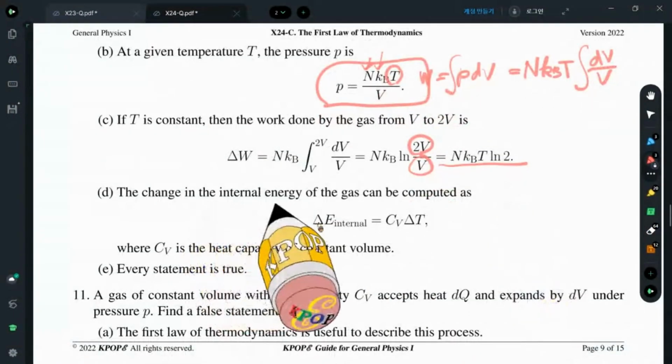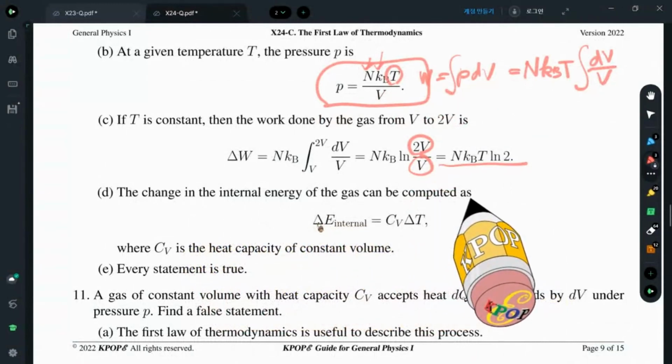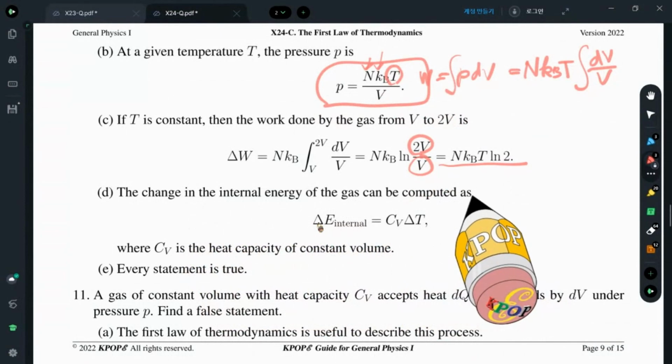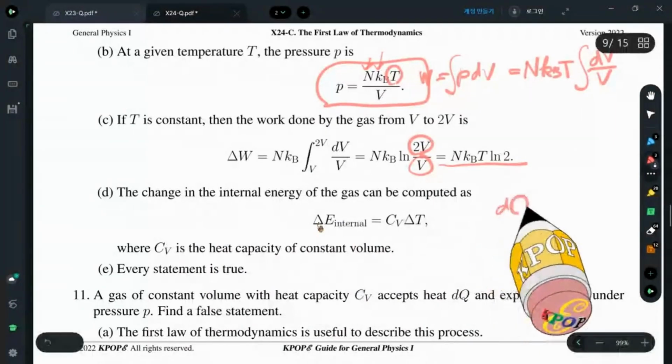The change in the thermal energy of the gas can be computed as the internal energy, dQ.